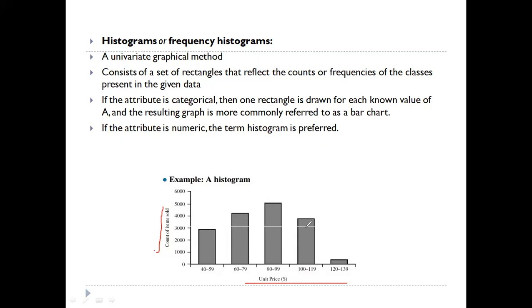Okay, so like this, you can represent your data by using histograms. If the attribute is numeric, then the histogram is preferred. Okay, remember one more point here. If the attribute is numeric, then the term histogram is preferred, which means it is used for the categorical kind of data.